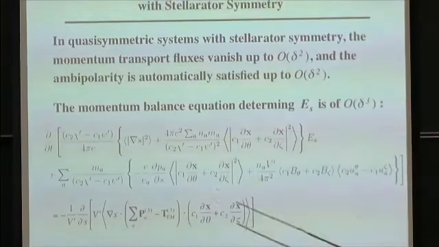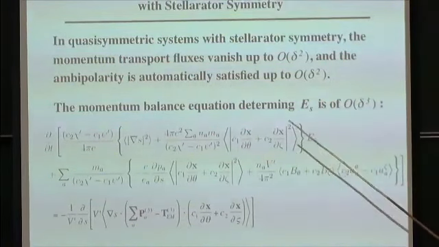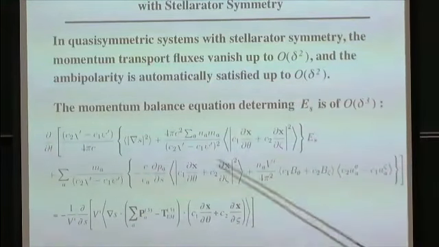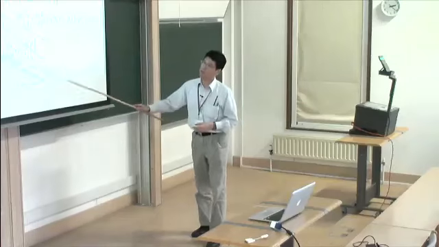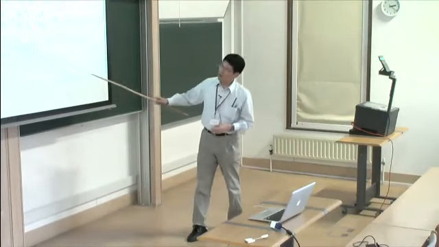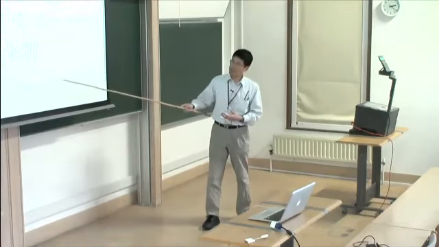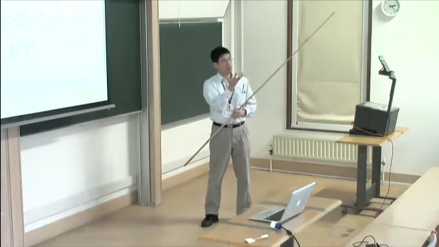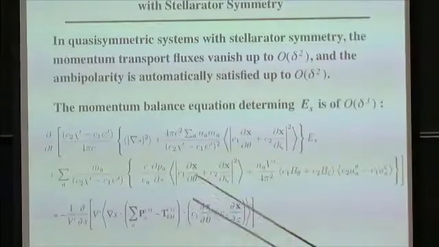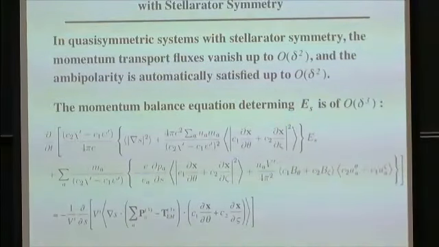Okay, and so the temporal evolution of the radial profile of the radial electric field is given by this. And here in the right hand side, the divergence of the momentum transport flux tensor appears. But as claimed by Dr. Kato.